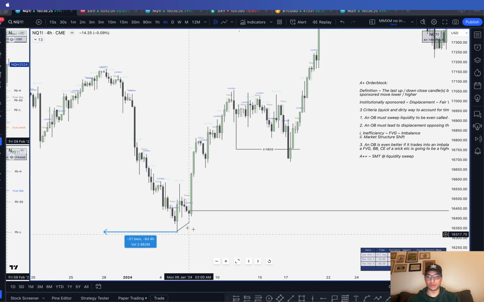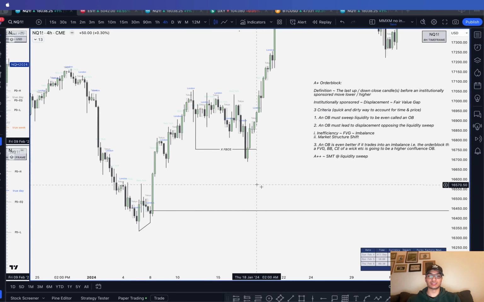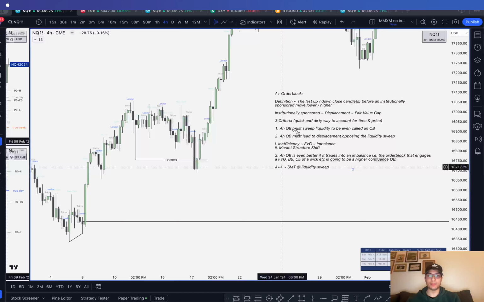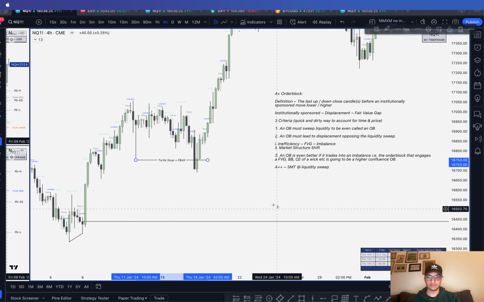There is an SMT here. We already know this. There has to be. Okay, so is this a real break of structure? No, it's a fake break of structure or a liquidity sweep. Fantastic. Condition 1 is met. This is a turtle soup. It's also an FBOS. Fantastic. Fake break of structure, turtle soup.